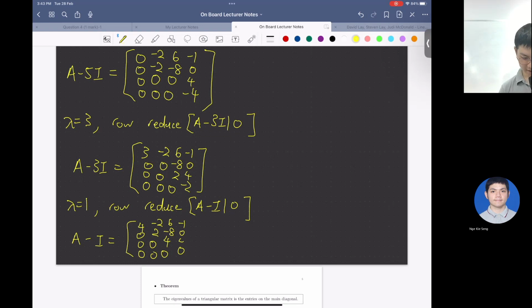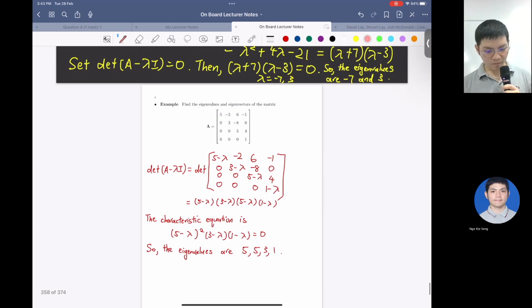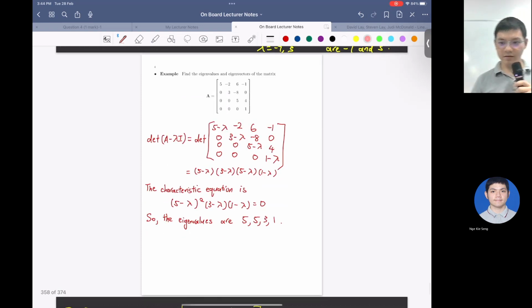Anyone found the eigenvector yet? You'd like some more work to do? Okay. Yeah, let's talk for a while first.